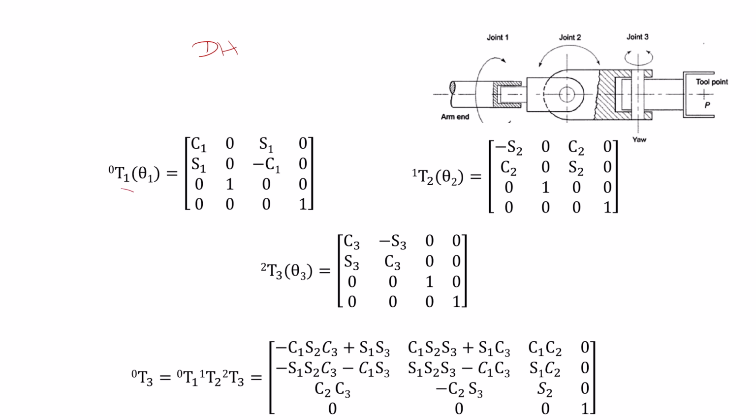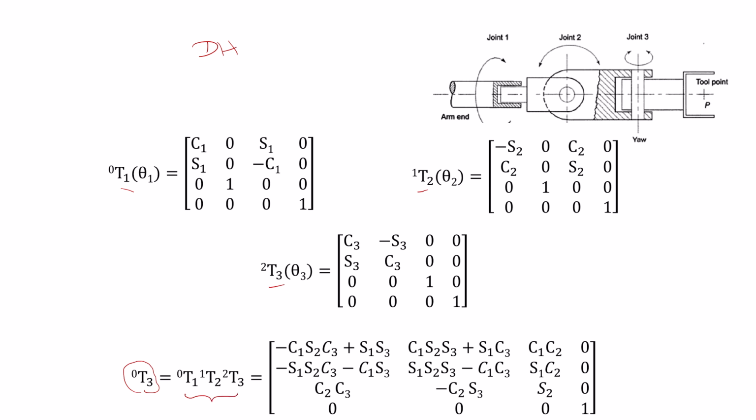The transformation matrices, that is T1 to 0, then T2 to 1, and T3 to 2, are the three transformation matrices that we got for the RPY wrist earlier. Now we will directly use them here. This is the forward kinematic model, that is T3 to 0, which we got by multiplying the three transformation matrices.